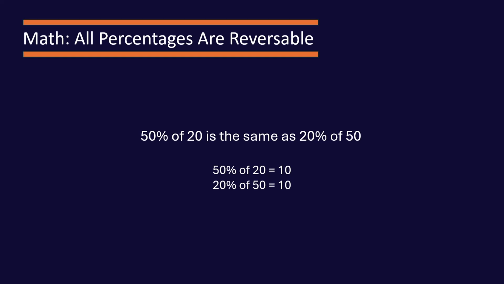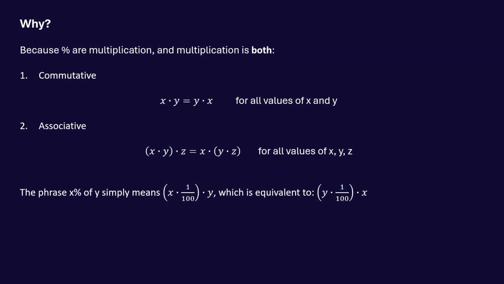So 50% of 20 is the same as 20% of 50. They're both 10. In my mind, 50% of 20 is easier to calculate in my head than 20% of 50. Okay, so why is this the case?